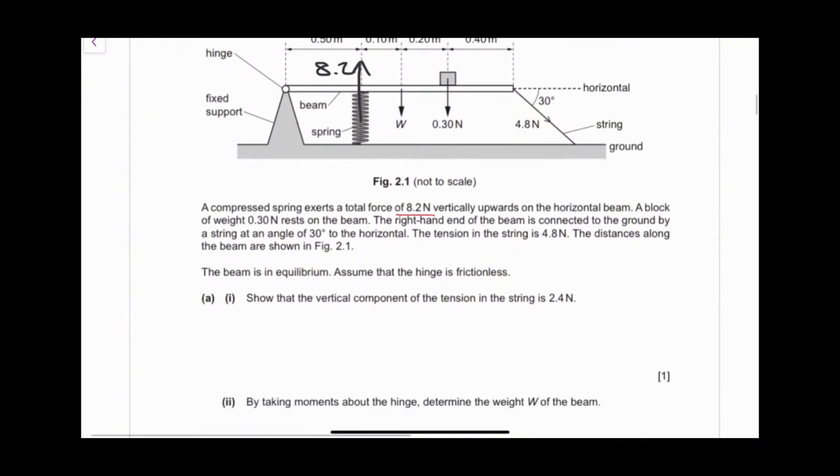And we've been asked to show that the vertical component of the tension is 2.4. How do we show this? Well, one just has to give their answer. We have to resolve that force into two components, so into this component, which is 4.8 sine of 30. Very important: that component will be equivalent to 4.8 sine of 30, and that gives us a total answer of 2.4 newtons.